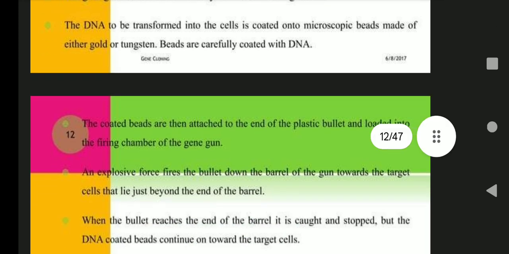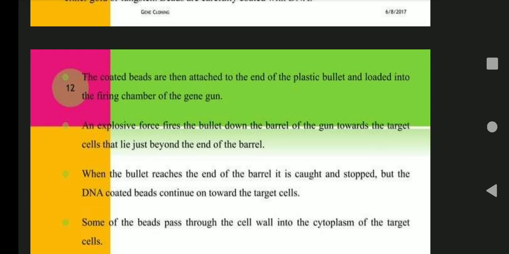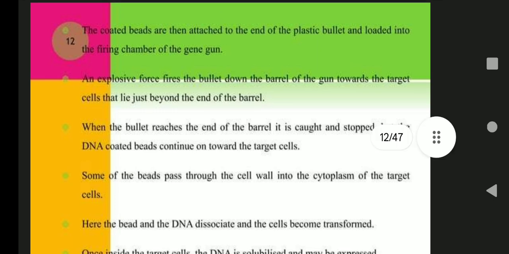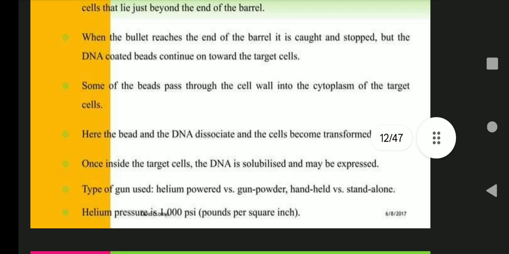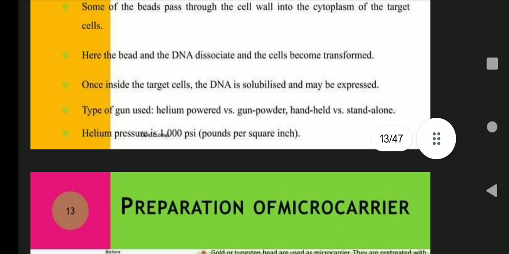The coated beads are then attached to the end of the plastic bullets and are loaded into the firing chamber of the gene gun. As the explosive fires, the bullets go down the barrel of the gun towards the target cell. When the bullet reaches the end of the barrel, it is stopped, but the DNA-coated beads continue to move forward into the target cell.